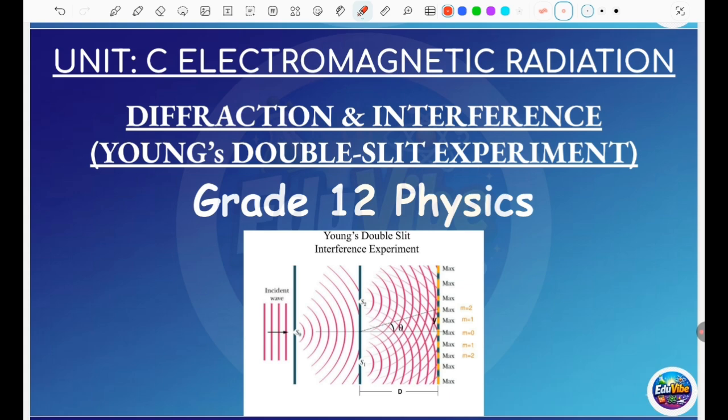What is diffraction? What is interference? And what is all this experiment, the Young's double slit interference experiment? This is from the interference experiment, and this is where you have to know how diffraction can occur and what types of diffraction we have.